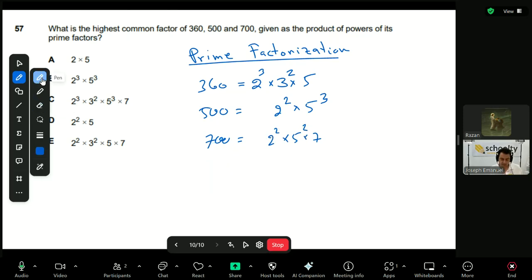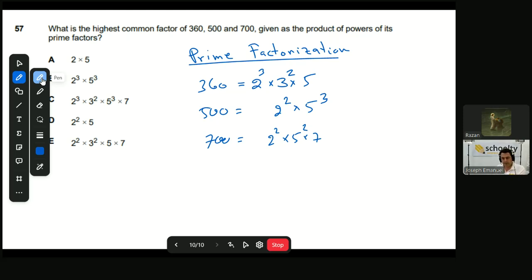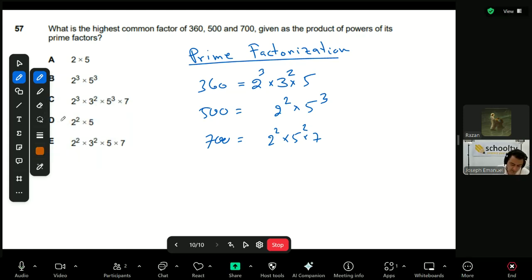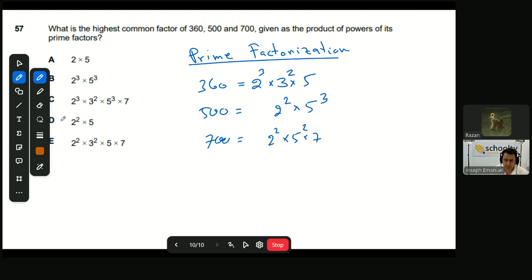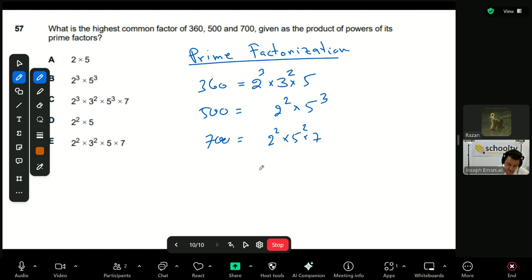Okay, so what's the question now? We need the highest common factor of the three of them. If you already have the prime factorization, just take the lowest power from each. Look, we have 2, 3, 5, and 7.